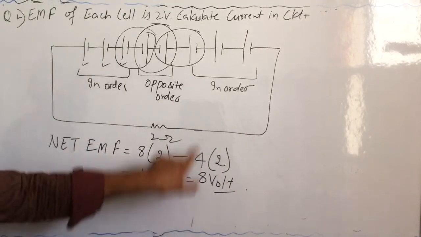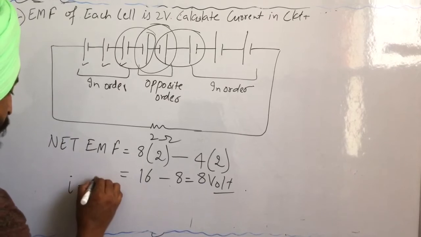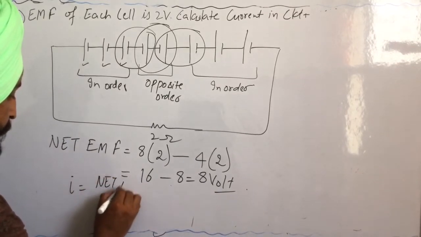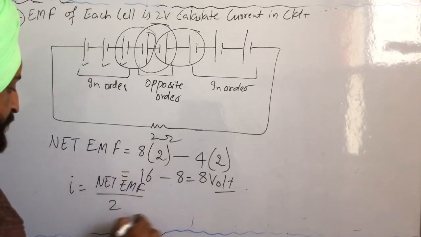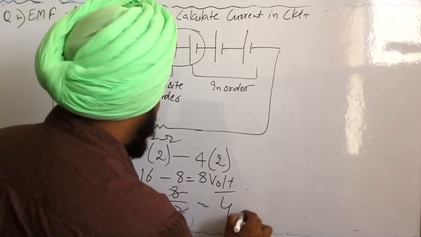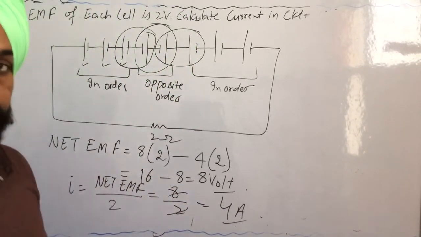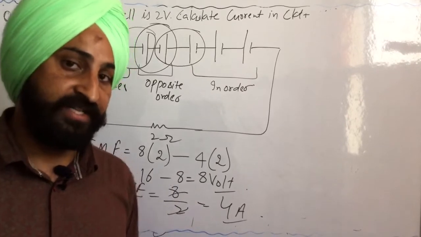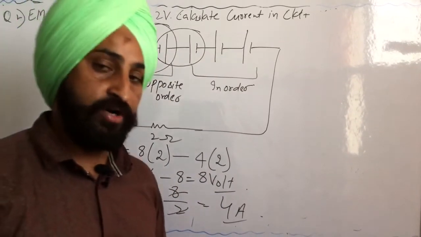Now if net EMF is 8 volt, we need to calculate current. Current would be equal to net EMF divided by resistance. Here we have resistance of 2 ohms, so it will be 8 by 2. The answer would be 4 ampere. This is how you can calculate the current when you are given the number of cells connected in order and out of order.